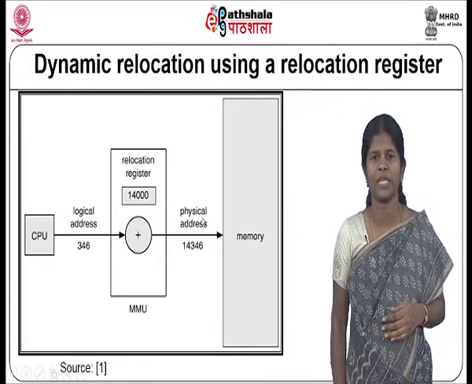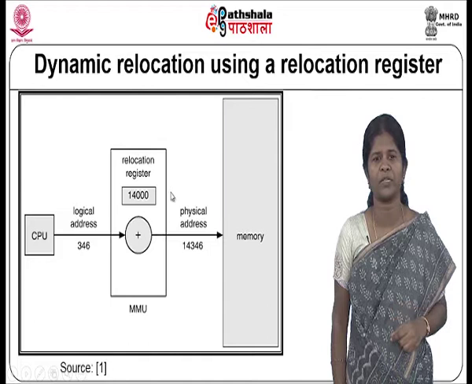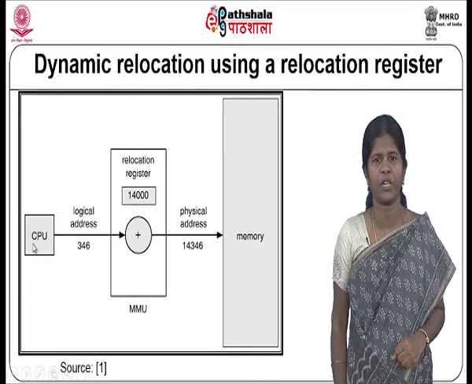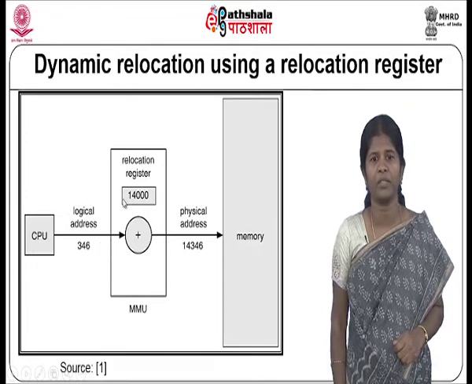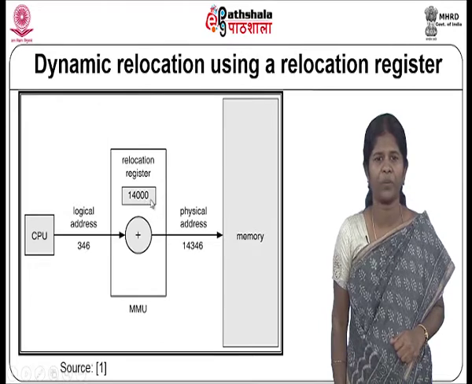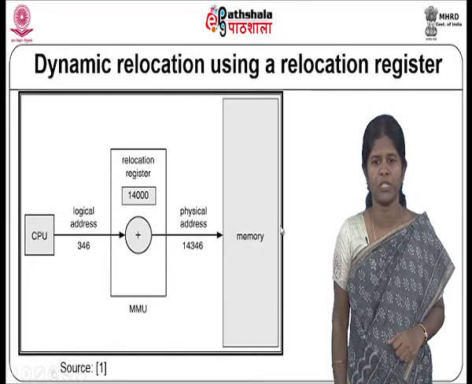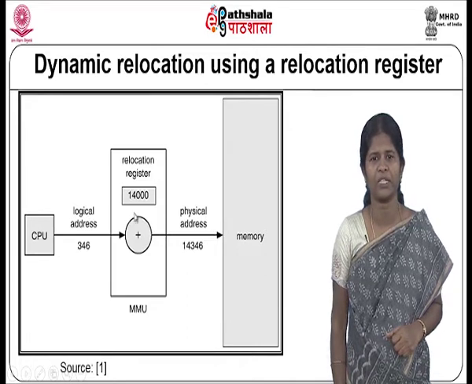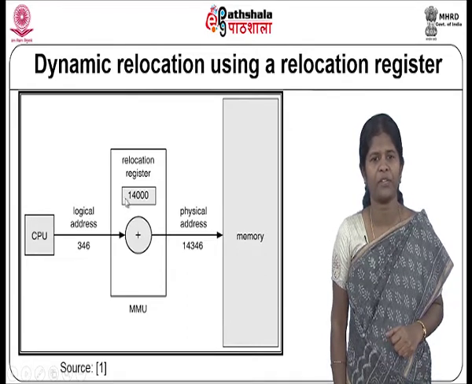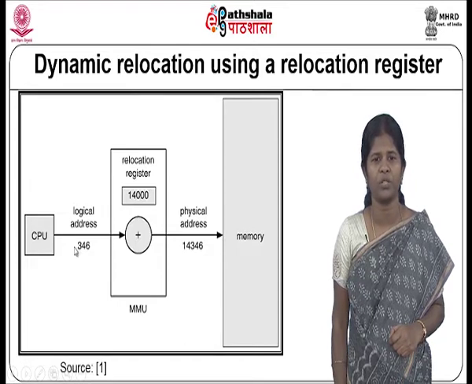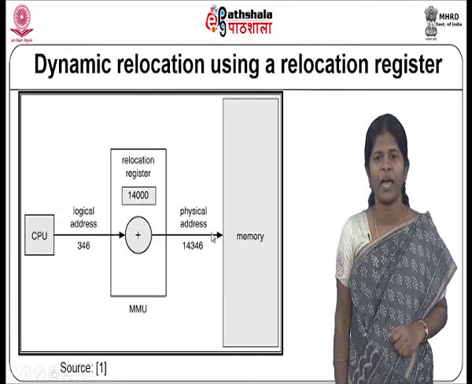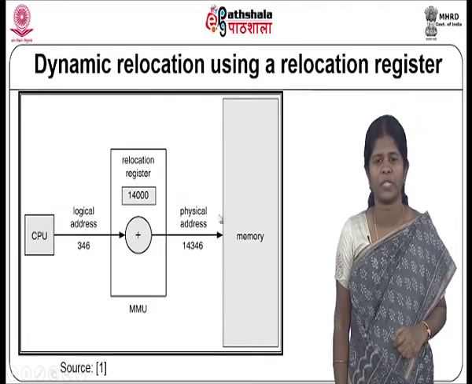So, here we will see this basic simple memory management unit mechanism where you have the logical address generated by the CPU. The CPU generates a logical address 346. The relocation register has a value of 14,000, which is the initial starting address where this process is placed in the main memory. The physical address is obtained by adding the relocation register, that is the base value, to the logical address generated by the CPU. So, I get 14,346 as the actual physical address where it is present in the main memory.